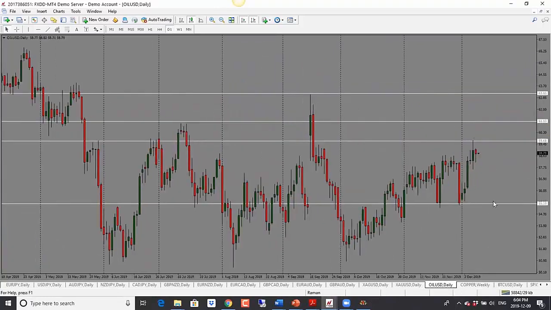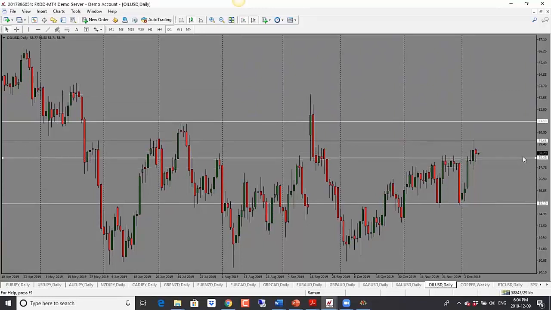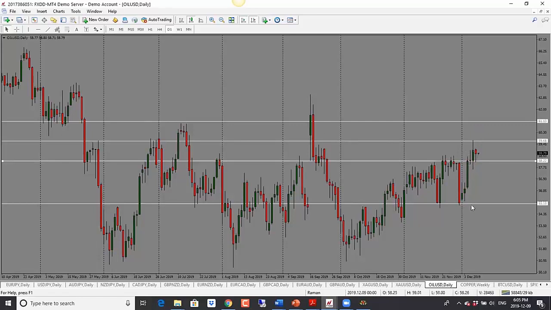Oil here, oil hasn't really done a whole lot today. It went back and forth. So now it's holding below this 59.70 level here. So I'm neutral on this. It doesn't show a really bullish move or a bearish move, so no real trend at the moment. So we just need to wait and see.